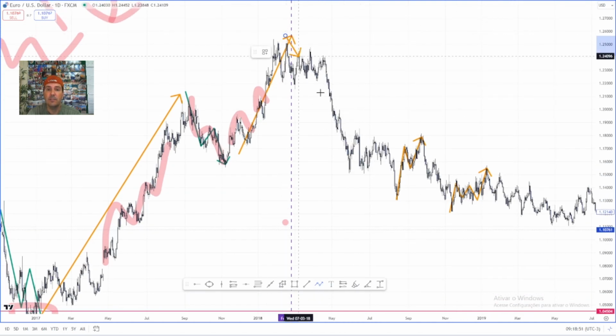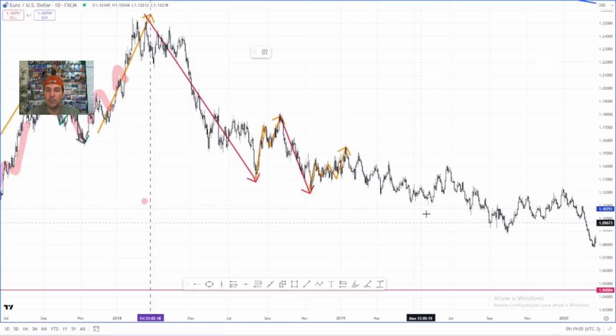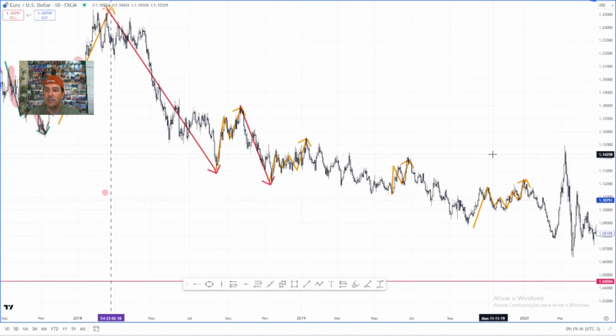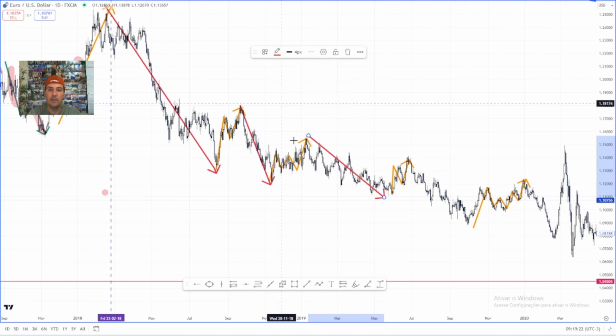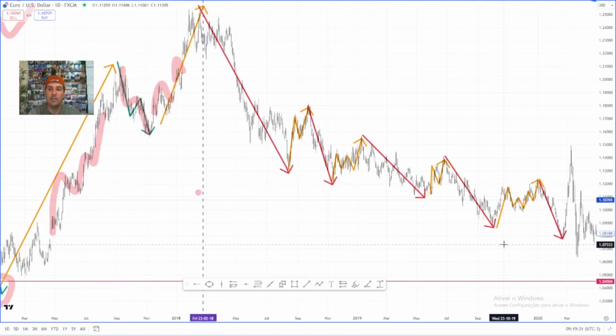So it's going to be extension, red this time, and it's going to be down extension. See the retracement, higher highs, higher lows, retracement, see higher highs, higher lows again, higher highs, higher lows, retracement again. Okay, so it's extension, alright, and down extension again, alright, and down extension again, alright.